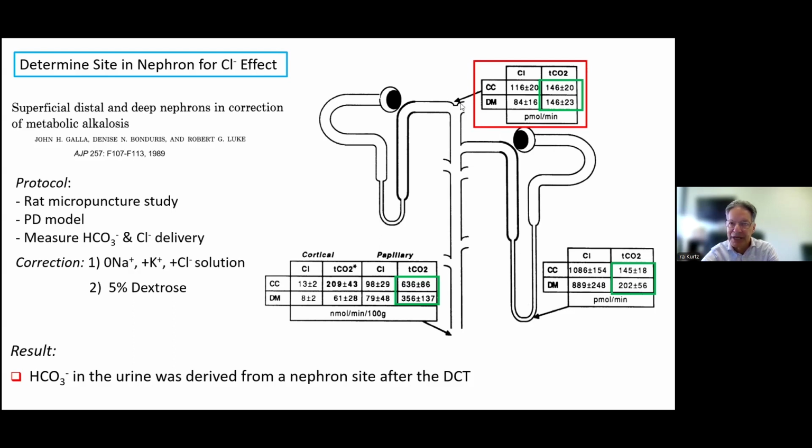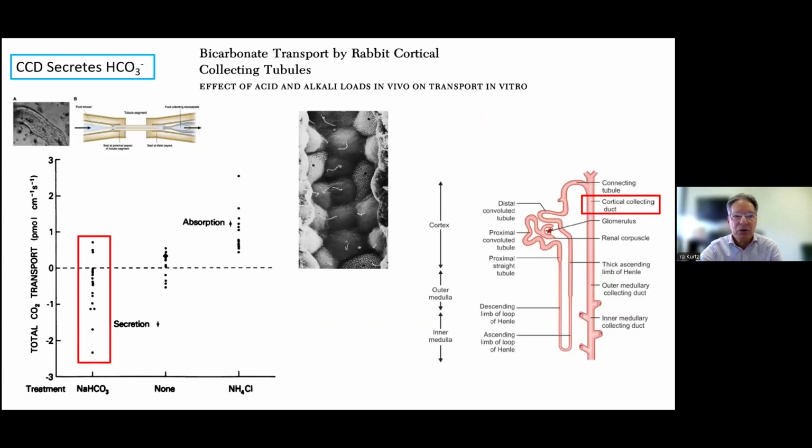So when they compared the distal convoluted tubule to the end urine, there was a big difference. Big difference. So what they hypothesized was that it's occurring, yes, indeed, in the distal nephron, but where? Totally unknown. Well, other studies were being done before that led to some clues as to what might be going on.